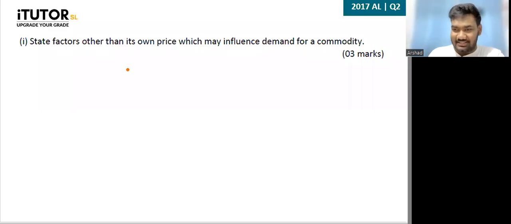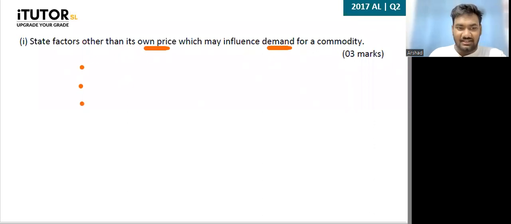17 will go a little faster. State the factors other than the own price that may influence the demand for a commodity. I'm going to leave this, right? So you all know, apart from price: price of substitute, price of complement, consumer income, consumer taste, future price expectations, all of that.